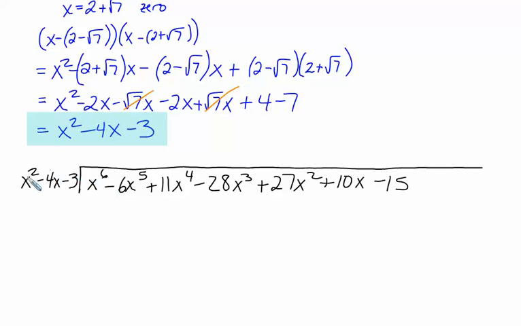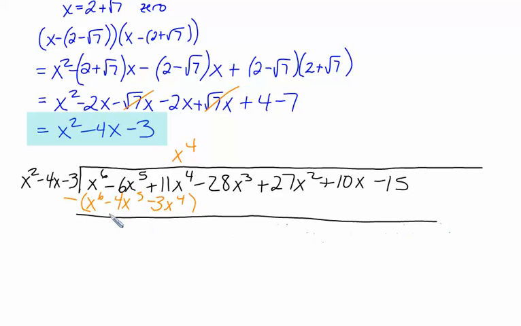So x to the 6th divided by x squared is x to the 4th. Multiply everything in the divisor by x to the 4th. And then remember that you subtract, so watch out for distributing the negative as you subtract here. Doing this long division accurately will be essential. Negative 6 plus 4 would be a negative 2x to the 5th. 11 plus 3 would be a plus 14x to the 4th. And then we will carry the other items down.